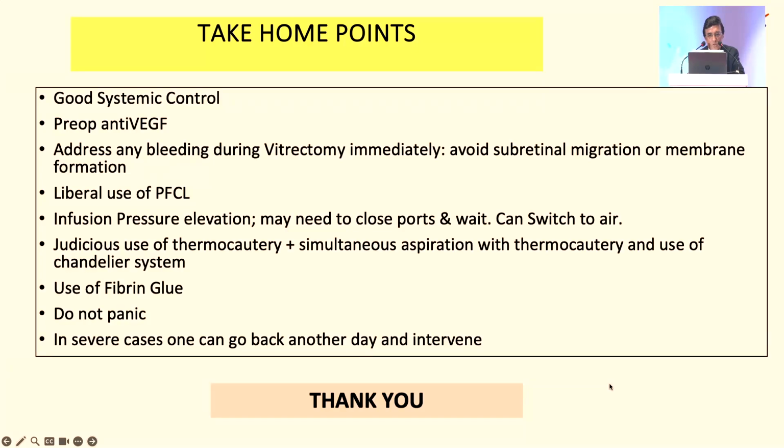patient did well. So take-home points are good systemic control, pre-op anti-VEGF injections, address any bleeding during vitrectomy immediately, avoid subretinal migration or membrane formation, liberal use of perfluorocarbon liquid, infusion pressure elevation may need to close ports and wait, can switch to air if required, judicious use of thermocautery, simultaneous aspiration with the thermocautery, so you have to have a bimanual system. And I have not used the fibrin glue, but yes, that could be a wonderful tool in a hand. Always do not panic, just sit back and see what you can do.